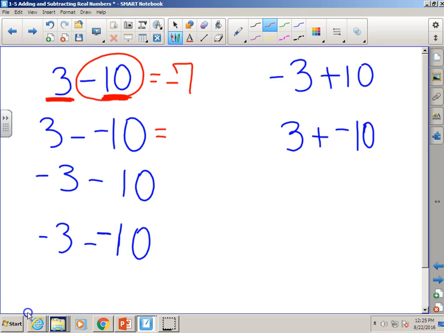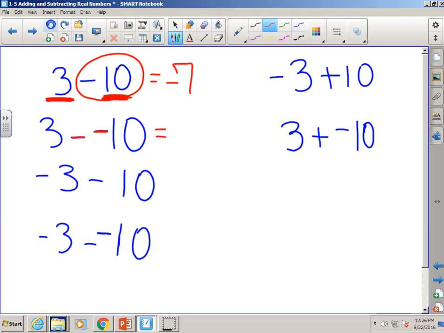Okay? Now let's look at 3 minus negative 10. This, you have to be careful, has a double negative. That means 2 negatives next to each other. The difference between this one and the one I did before was this one doesn't have the parentheses. Sometimes you'll see it with parentheses like this. Sometimes you won't. So make sure you are prepared for either one. The important part is that the 2 negatives are next to each other.